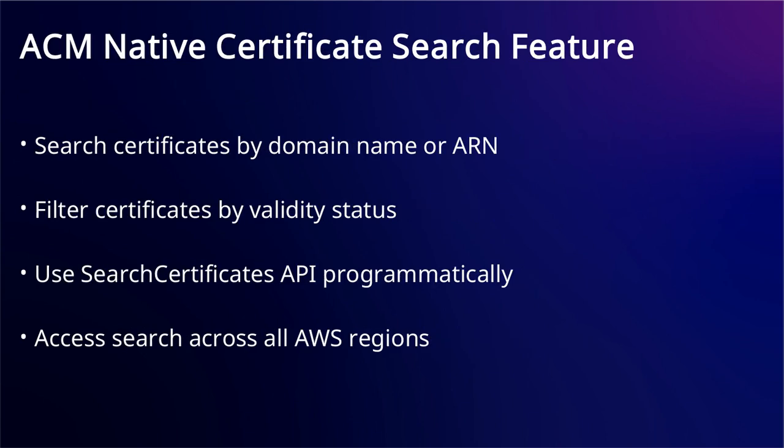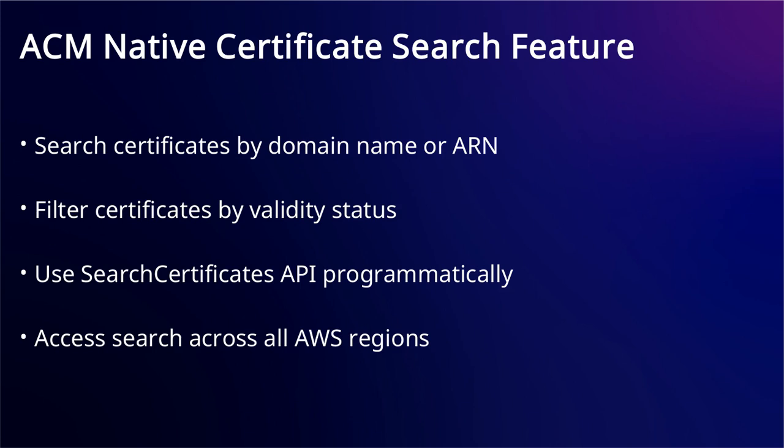Managing multiple SSL/TLS certificates in ACM becomes challenging as your infrastructure grows, making it difficult to locate specific certificates or identify those nearing expiration. ACM now provides native search capabilities to address this problem. You can search certificates by domain name or ARN to quickly locate specific certificates in your account. You can filter certificates by validity status to identify certificates that are due to expire soon, enabling proactive renewal management.